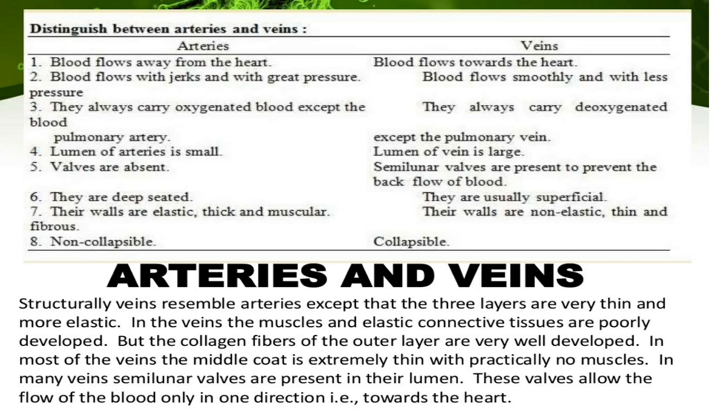Structurally, veins resemble arteries except that the three layers are very thin and more elastic. In the veins, the muscles and the elastic connective tissues are poorly developed, but the collagen fibers of the outer layer are very well developed. In most of the veins, the middle coat is extremely thin with practically no muscles. In many veins, semilunar valves are present in their lumen. These valves allow the flow of the blood only in one direction, that is towards the heart.